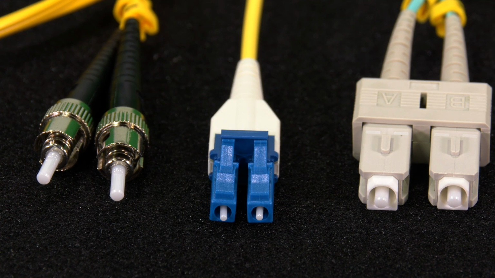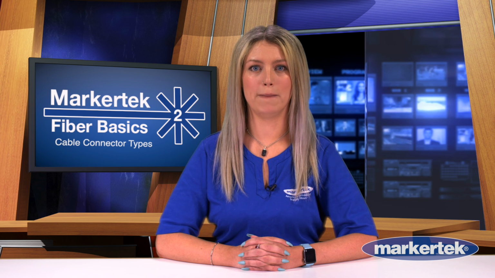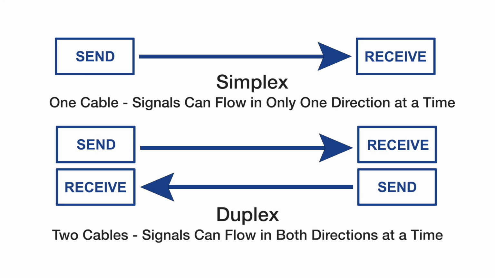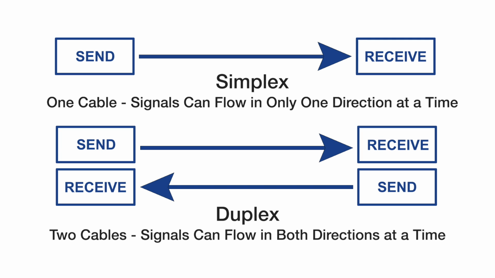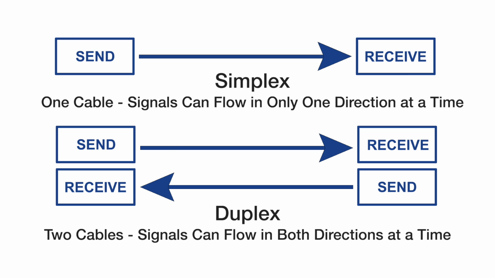The most common fiber connector types you'll see are ST, LC, and SC. All three are used with both multi-mode and single-mode fiber cables. When purchasing cables with these connectors, you are likely to see the term simplex or duplex. This indicates whether the cable is a single channel or dual channel.